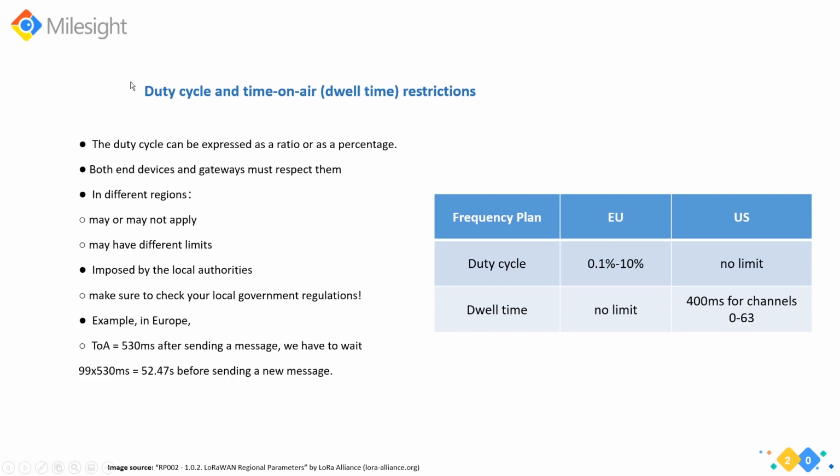And basically, in Milesight, for all our LoRa devices, these settings have been fixed in order to respect the duty cycle and dwell time restrictions, because there are legal requirements set by your government. So the end users are not allowed to change the duty cycle in Europe, for example, and neither in the United States.